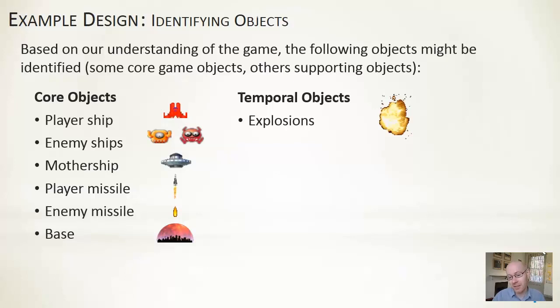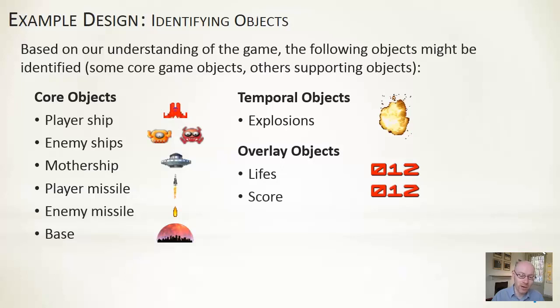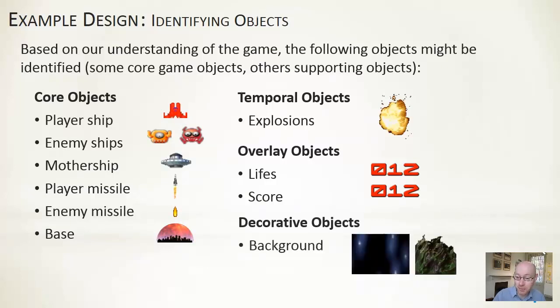And overlay objects, so things that are not really the objects involved within the game, but they provide very important information in terms of the number of lives the player has and the score the player has. And here, it's just information that we are displaying to the player. Decorative objects then is our background layers. In this particular case, you can have as many decorative effects as you want.